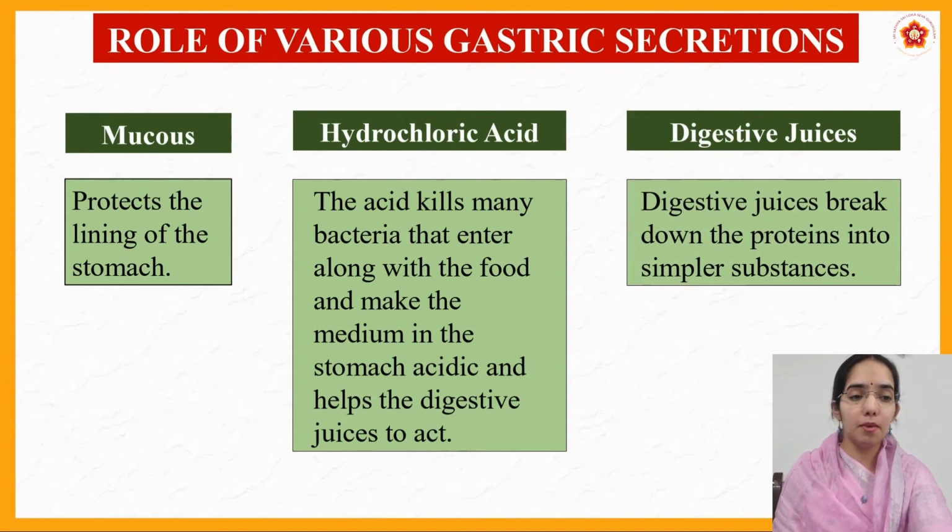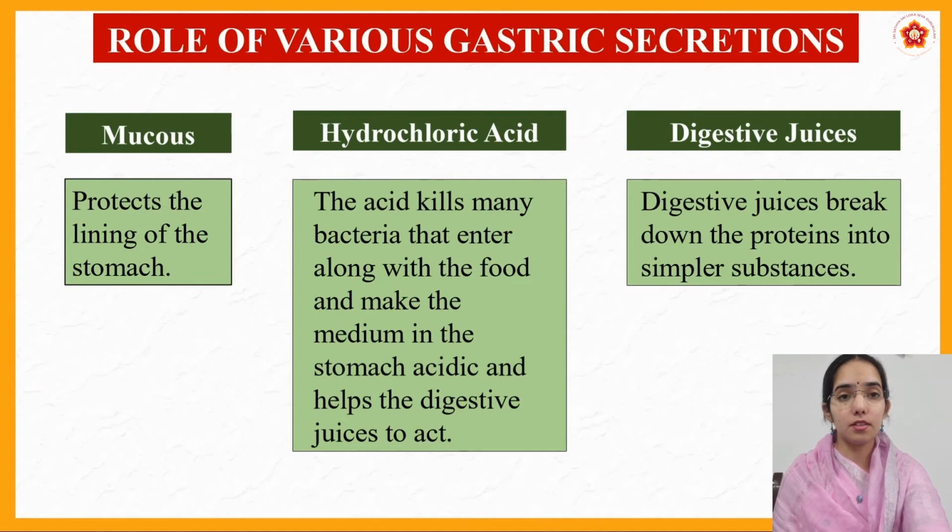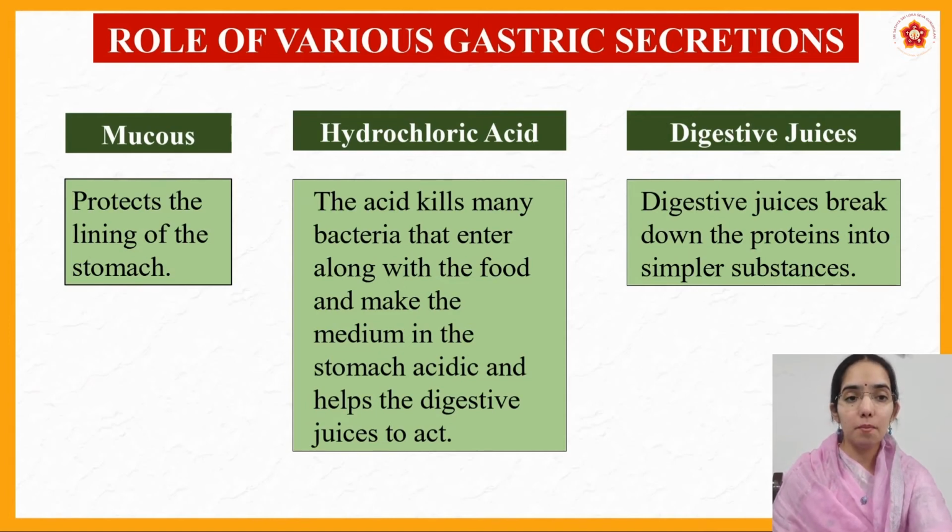Digestive juices help in the breakdown of protein into simpler substances. We had studied firstly the digestion of starch. It starts in our buccal cavity because of saliva. Now the digestion of protein starts in the stomach because of digestive juices.